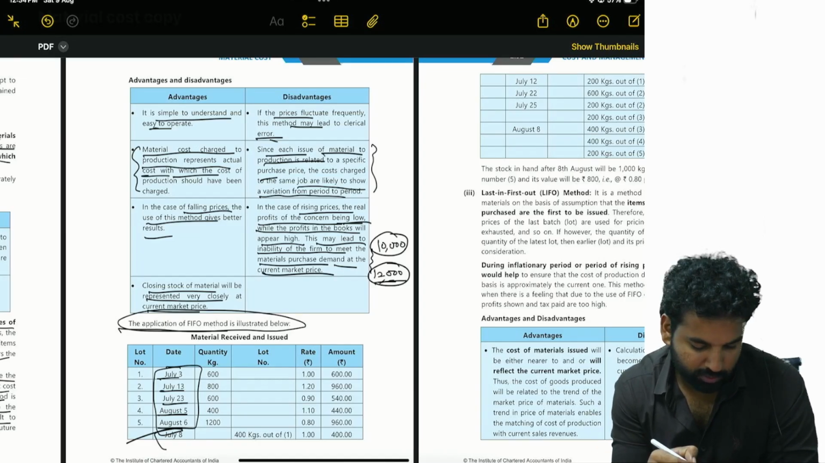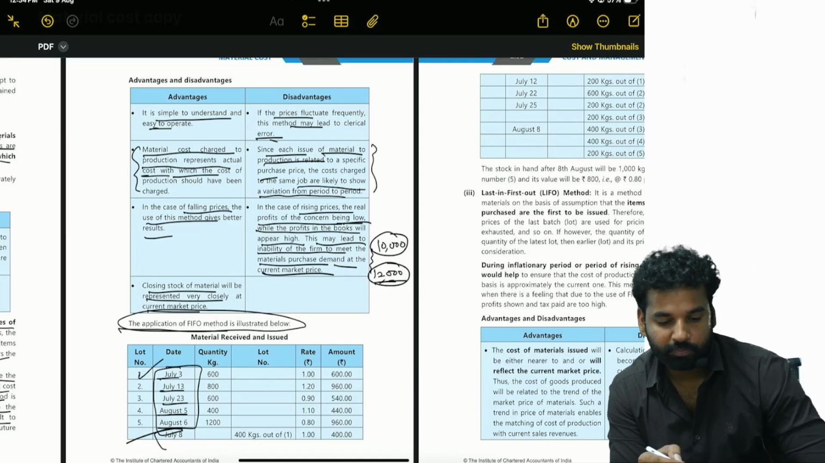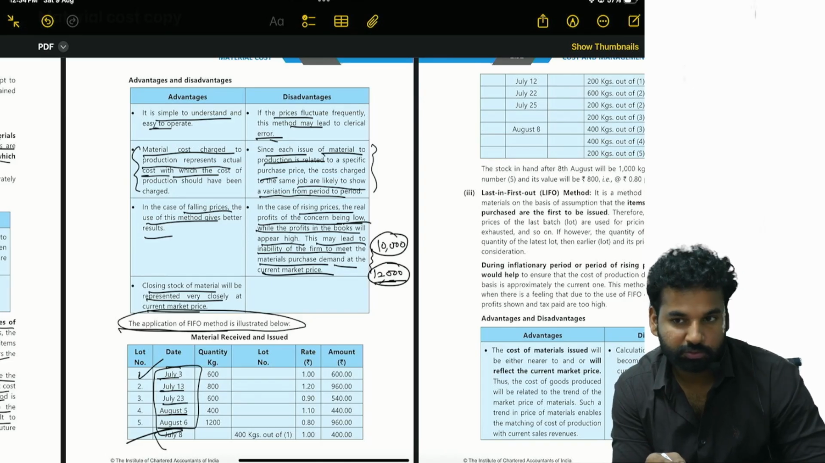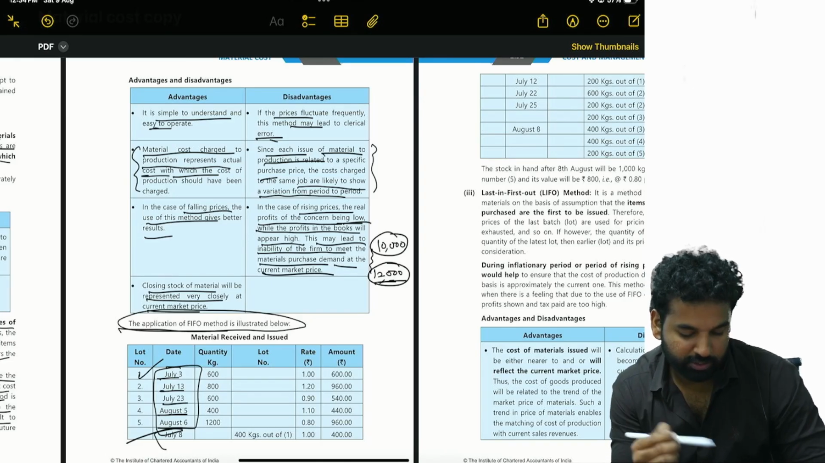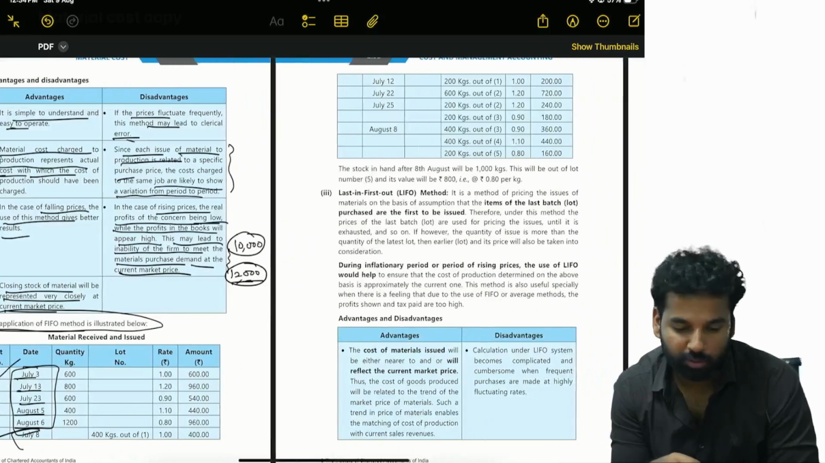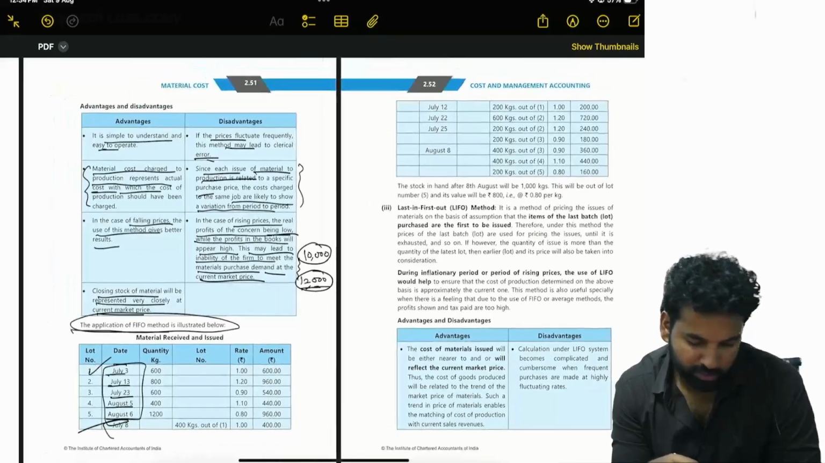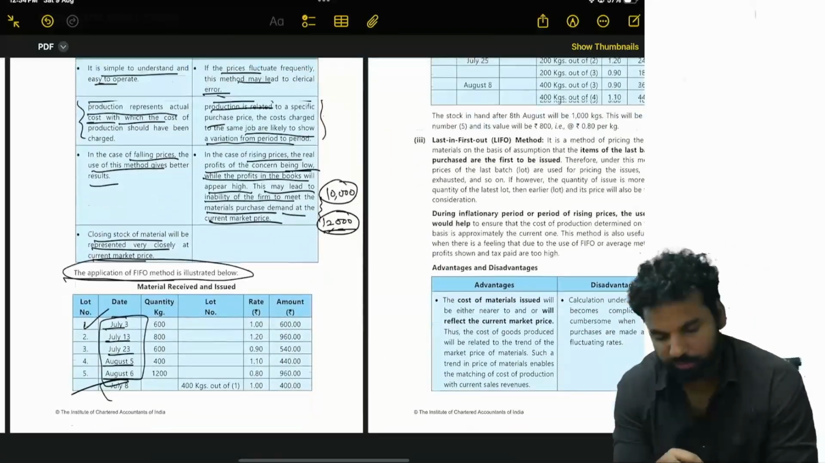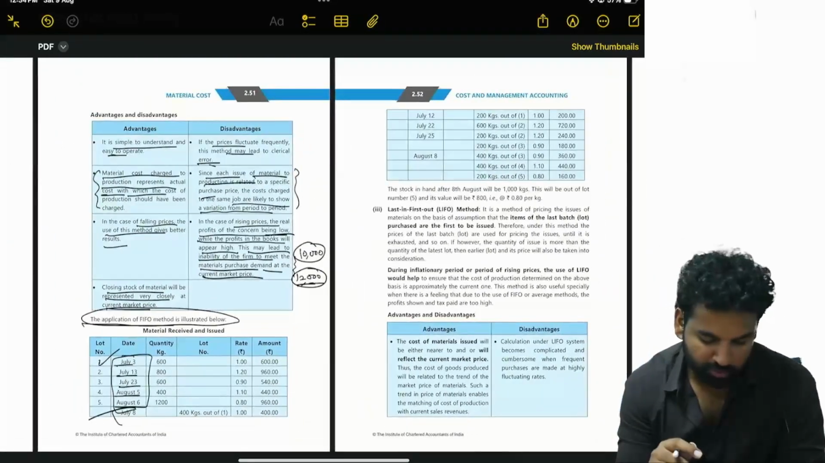Okay, so on July 3 you purchased. Later, on July 12 you consumed. On July 13 you purchased. On July 22nd consumed. On 23 you purchased. On July 25th you consumed. On August 5th you purchased. On 6th you purchased. On August 8th you consumed, issued. So based on this you have to go for the FIFO calculation. Okay. Can we solve this?